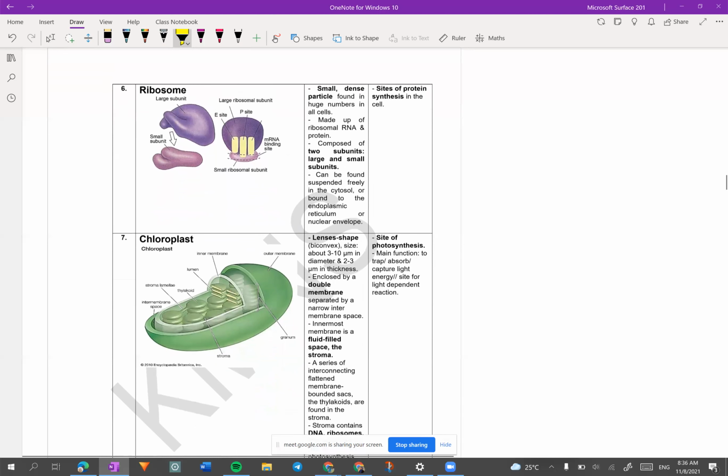Okay, next kita tengok pada ribosome pula. So ribosome actually walaupun dia sangat kecil, dia terdiri daripada 2 subunit. Okay, so the subunit we call it as small subunit, dan satu lagi kita call it as large subunit. Kita 2 subunit, satu large, satu small. The both of them ada kaitan untuk buat protein nanti, right? So function dia adalah untuk site of protein synthesis.